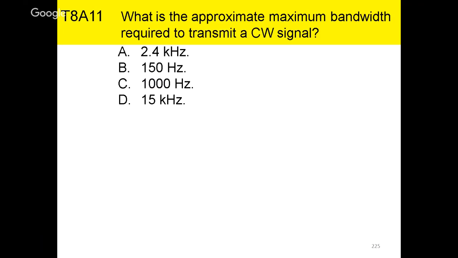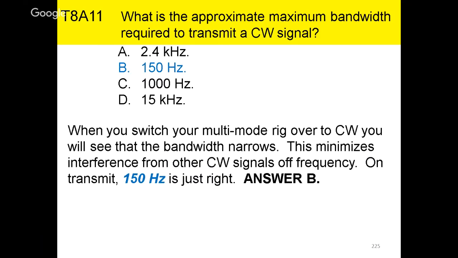So what is the approximate bandwidth required to transmit a CW signal? And again, in your book, it kind of shows you there that it's 150 hertz. So it's not very wide. Not very wide at all. When you switch your multi-mode rig over to CW, you'll see that the bandwidth narrows, and this minimizes interference from other CW signals off frequency. So on transmit, 150 hertz is about right. Actually, they can be a little bit more narrow, but your answer is B here.